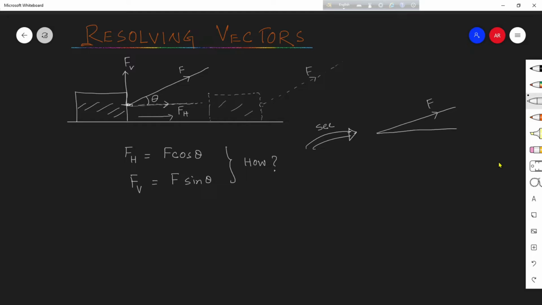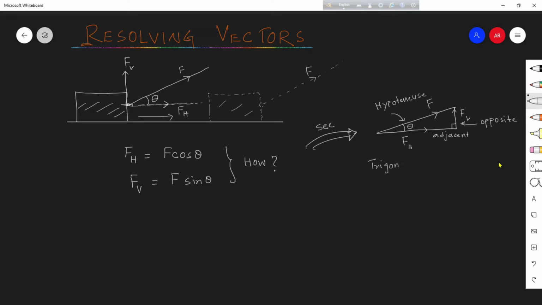How? So see right here. The force F we drew along that slanted line made an angle theta with the horizontal. We drew the perpendicular on this horizontal line, so it became a right angle triangle. The horizontal is right here, the adjacent, and the vertical is the opposite of this right angle triangle. F here is the hypotenuse.